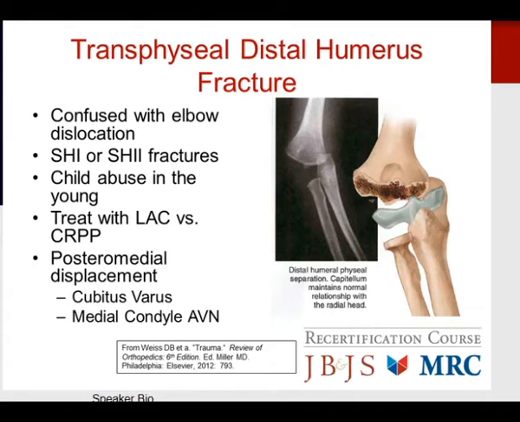The treatment is very similar to supracondylar humerus fractures with long-arm casting for non-displaced injuries and closed reduction versus open reduction and pinning for significantly displaced fractures. Potential complications include cubitus varus, as well as the risk of medial condyle avascular necrosis.